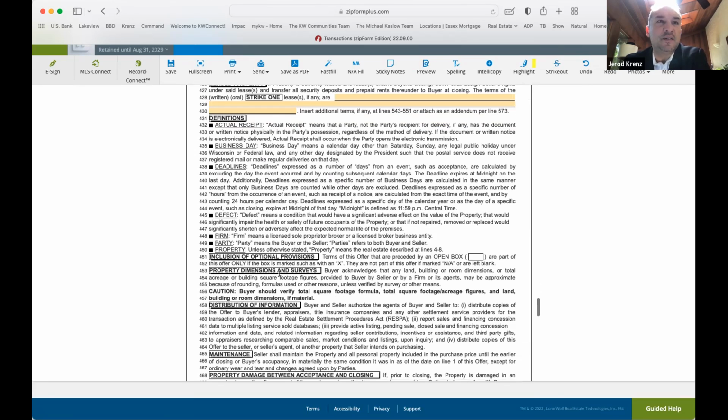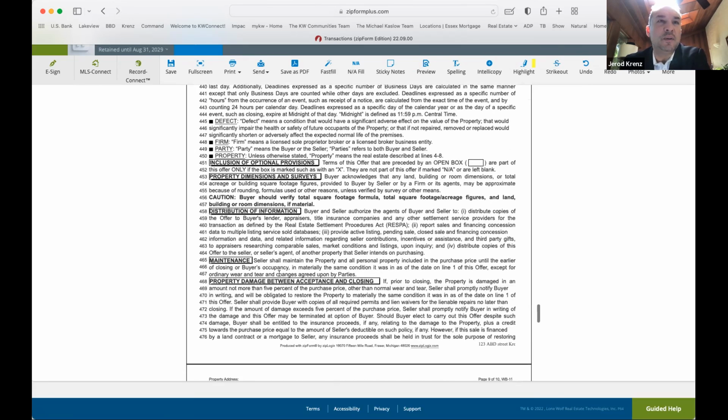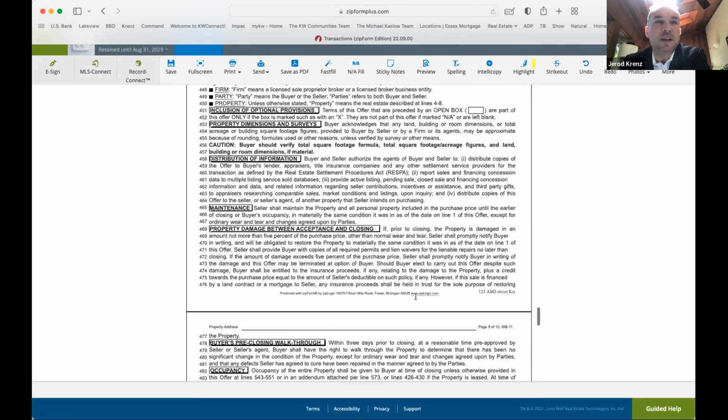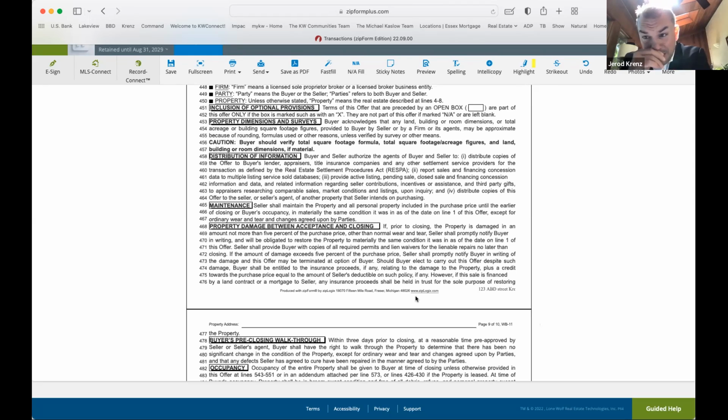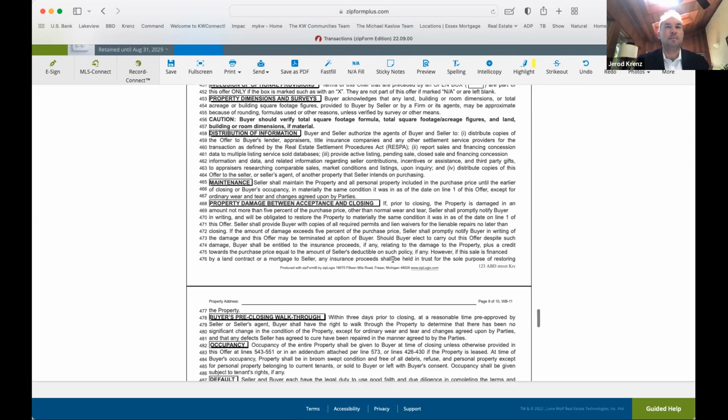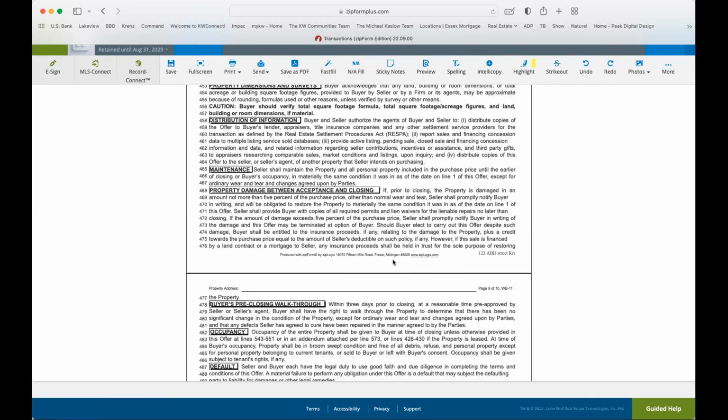More definitions to go ahead and read through. Property damage between, this is good with all the hail damage that's going on. Bob, I think actually you were dealing with some with one of your buyers or sellers here a month ago or something like that. Yep. In the state of Wisconsin, it's stated really well. The property needs to be in the same condition as it was when you wrote the offer. So let's say that a hailstorm comes through.